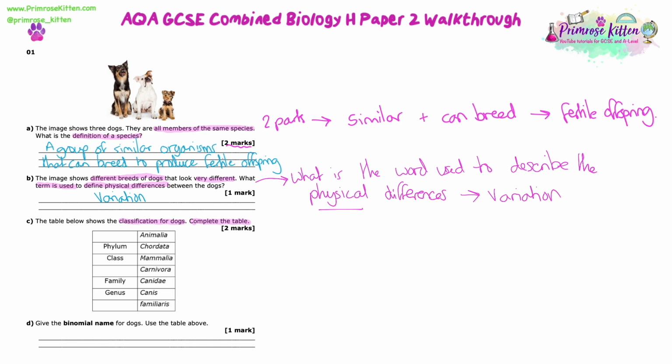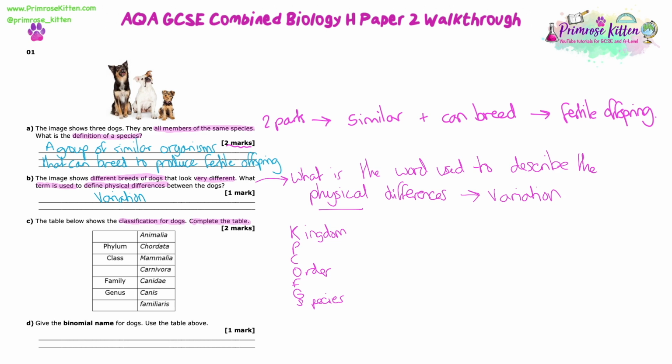The table below shows the classification for dogs. Complete the table. Okay, so we've got a classification table or a taxonomy table, and we need to fill in those gaps for the names of the groupings. So hopefully you can try and remember the sequence. I like to use king, prawn, curry, or fat, greasy sausages as a way of remembering the letters in order. And then we just need to remember what those letters stand for. So the K is for kingdom, the O is for order, and the S is for species.